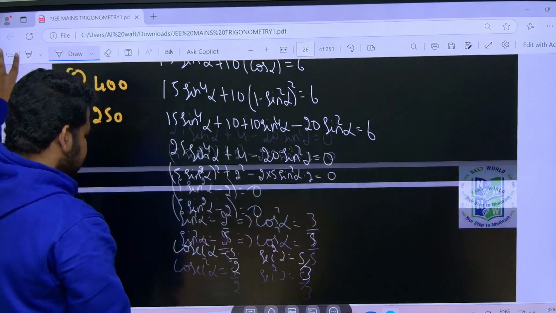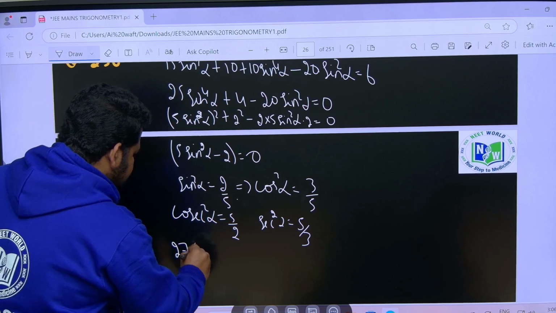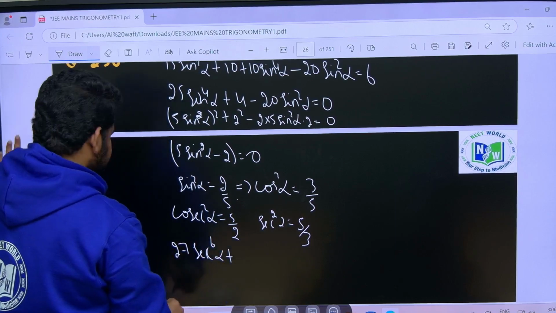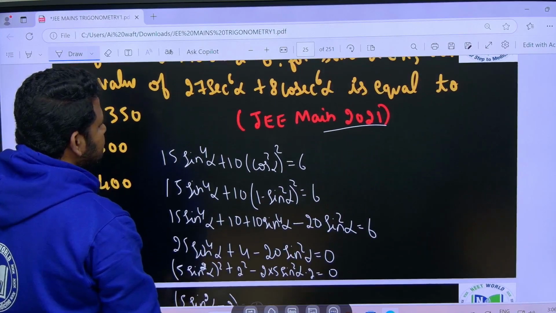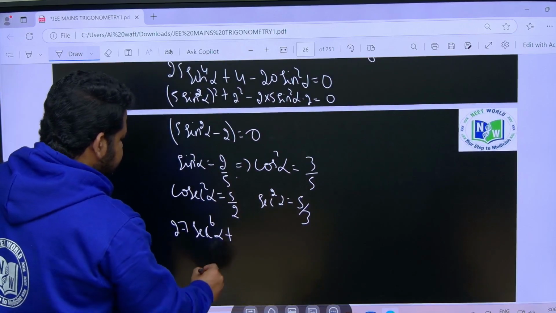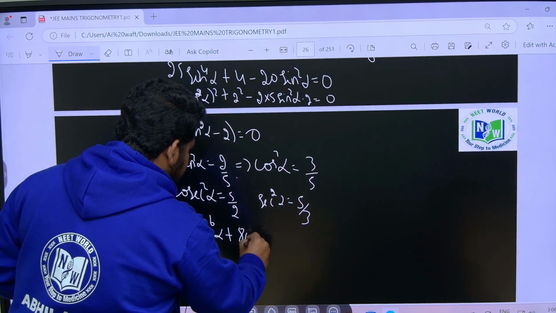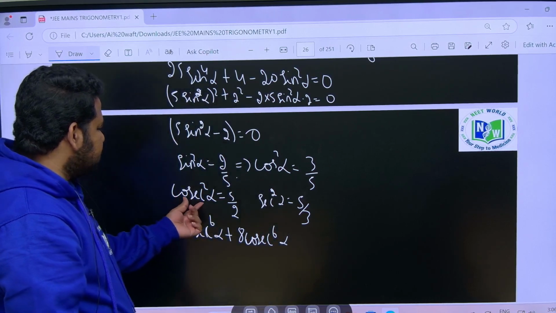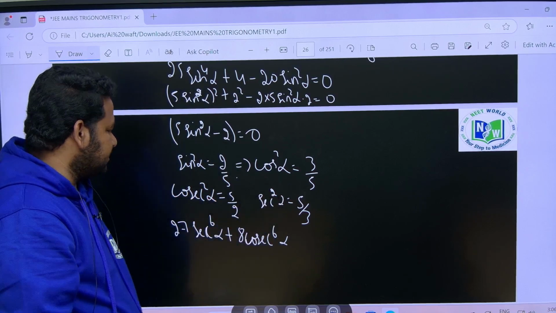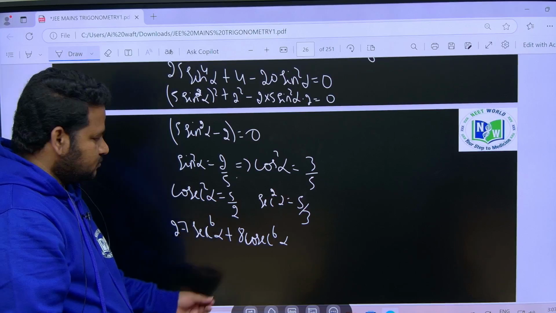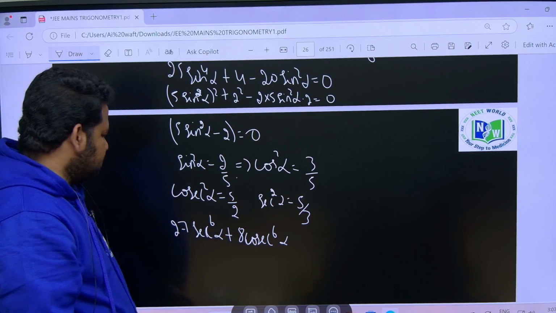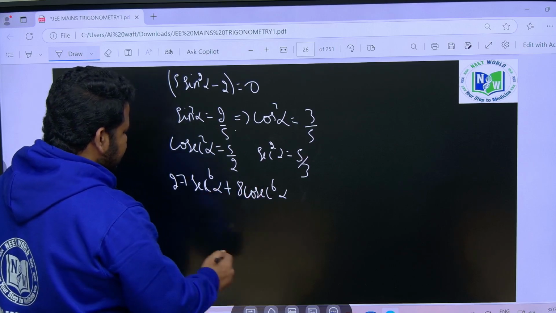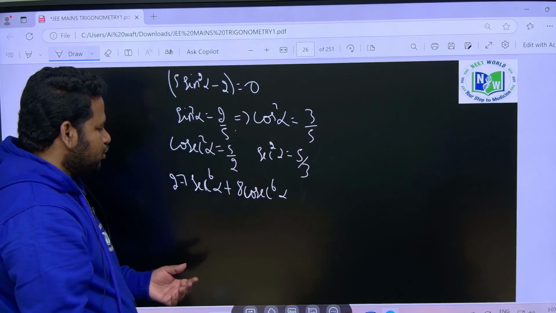Okay, so let me write it here. 27 secant 6 alpha plus 8 cosec 6 alpha is equal to how much they are asking. So if cosec square alpha is 5 by 2, secant square alpha is 5 by 3, what will happen to secant 6 and cosec power 6 alpha? This is in the form of a cube plus b cube, that is a plus b whole cube.